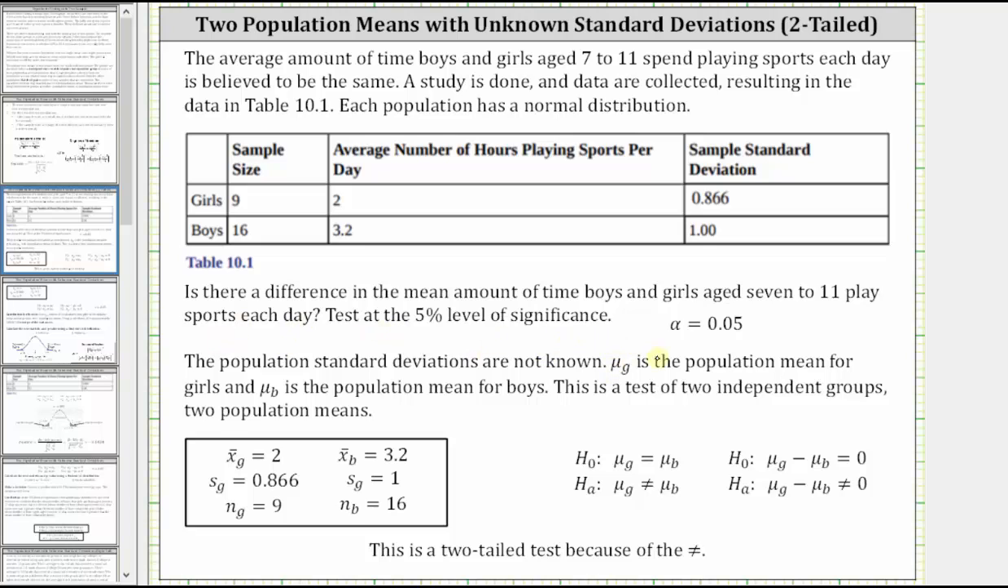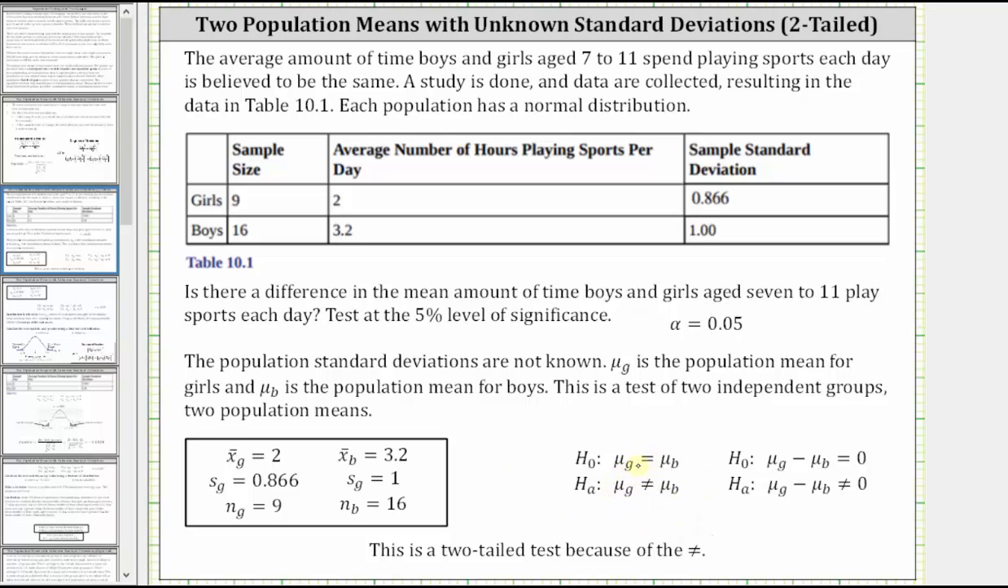We will let mu sub g equal the population mean for the girls and mu sub b equal the population mean for the boys. Because we are trying to determine whether there is a difference in the mean amount of time boys and girls aged 7 to 11 play sports each day, the alternative hypothesis is mu sub g doesn't equal mu sub b, and the null hypothesis is mu sub g equals mu sub b, because if there is no difference, they're the same, meaning mu sub g equals mu sub b.